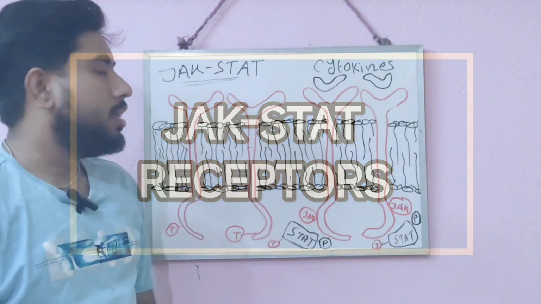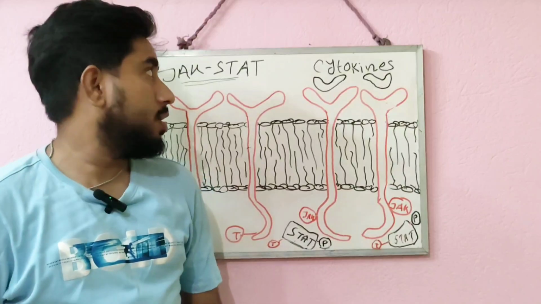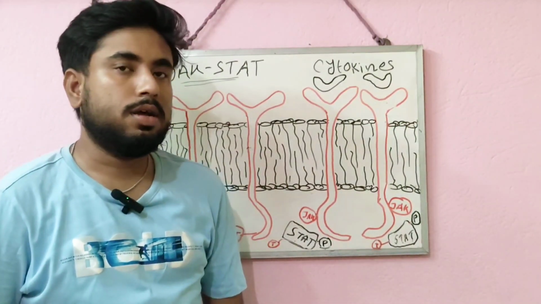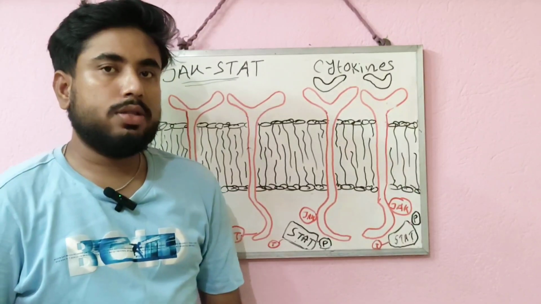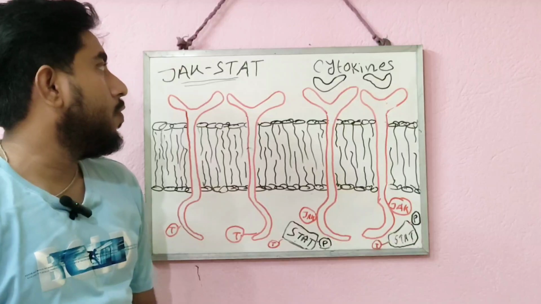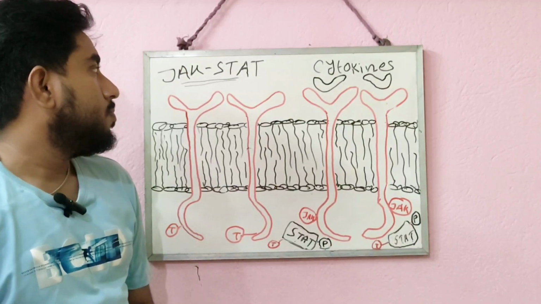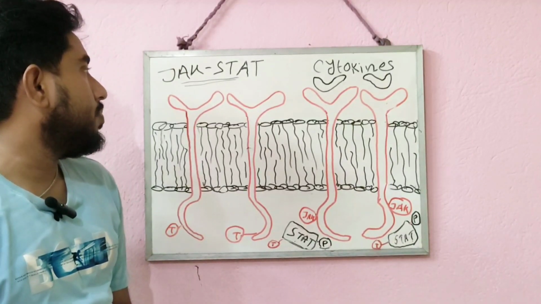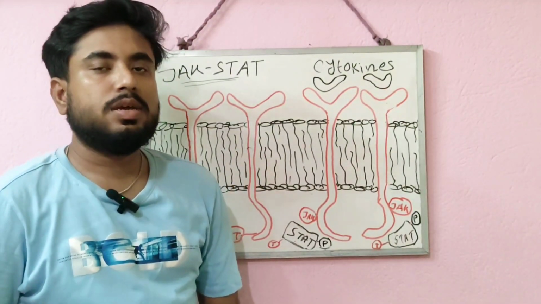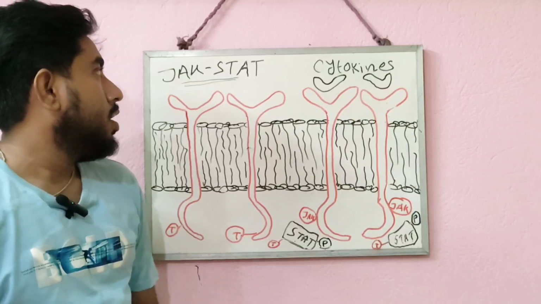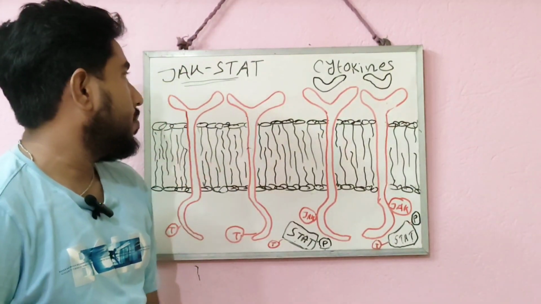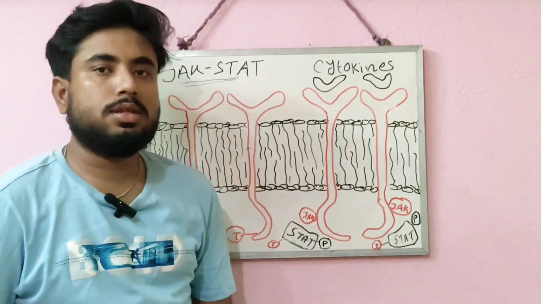Okay, dear student, in the last class I discussed the second type of receptor, the ligand ion channel receptor. That was our third topic, and today we will discuss the fourth classification of receptor, the Jak-Stat receptor. As I told you, in the transduction mechanism, receptors are of five types: G protein coupled receptor, enzyme linked, ligand ion channel, Jak-Stat, and other receptors that generally help in gene expression.